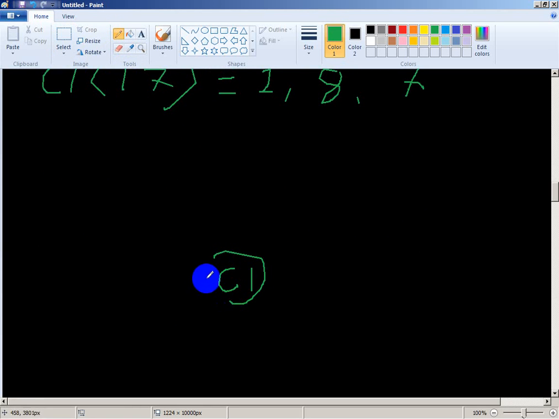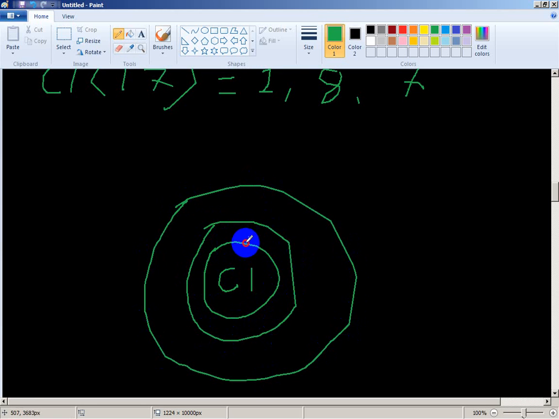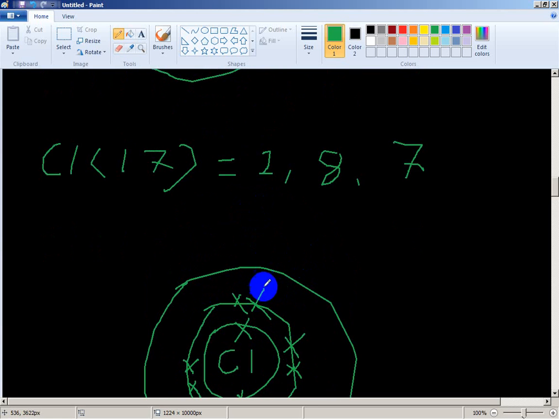So this is the first shell, second shell, and third shell. The first shell has 2 electrons, the second shell has 8 electrons, and the third, outermost shell has 7 electrons.